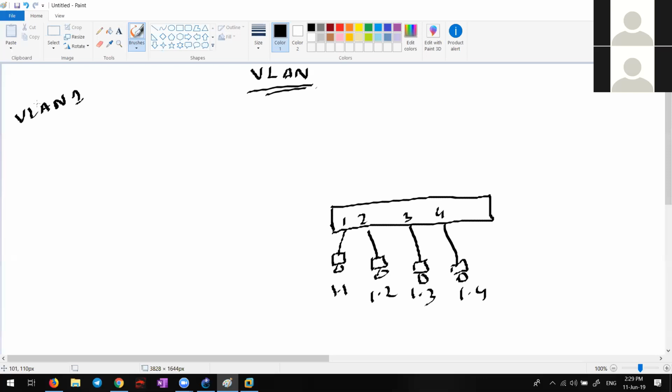Think about VLAN 1's specialty. Any VLAN can be the management VLAN, but they prefer VLAN 1. What can be the reason? Reserved? For easy understanding? It cannot be removed, it cannot be deleted, right? Can you delete VLAN 1?